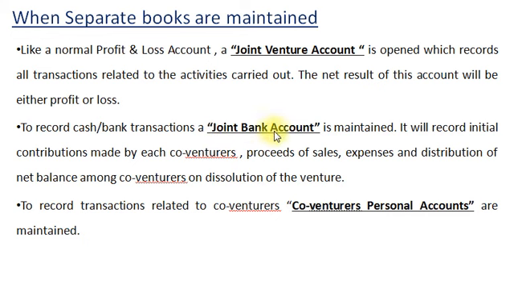Second, joint bank account. To record all cash and bank transactions related to joint venture, a joint bank account is maintained. It will record initial contributions of capital made by each co-venturer, proceeds of sales, expenses of joint venture, and final distribution of net balance among co-venturers on dissolution of the venture.